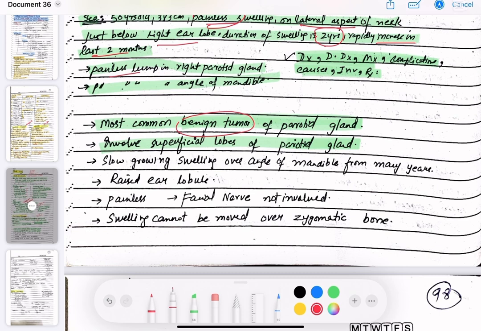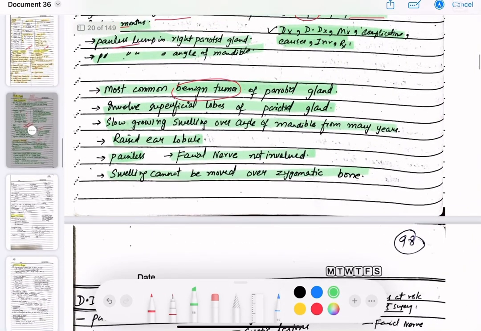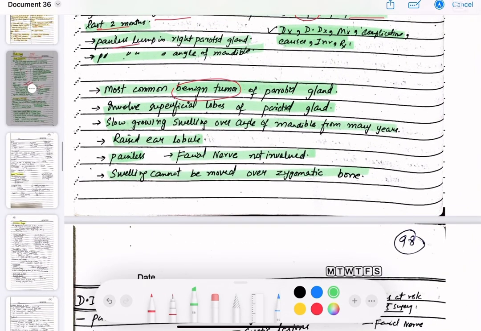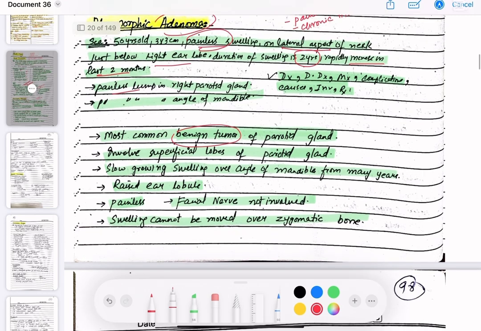It is a slow growing swelling over the angle of mandible for many years, with a raised earlobule. It is painless, the facial nerve is not involved, and the swelling cannot be moved over the zygomatic bone. These are the clinical features. You can identify it from the following features: it is the most common benign tumor of the parotid gland, pleomorphic adenoma.